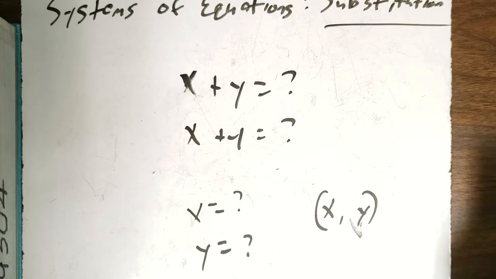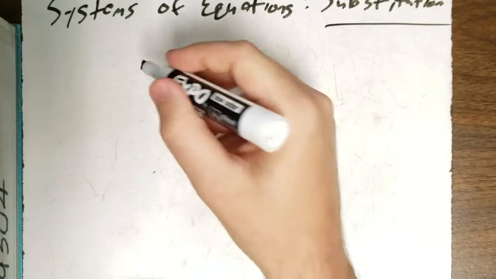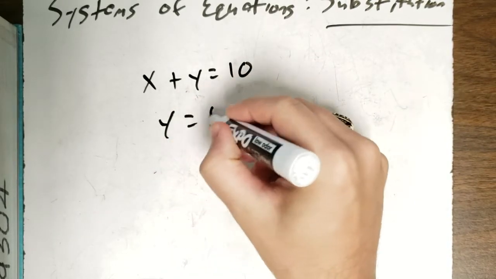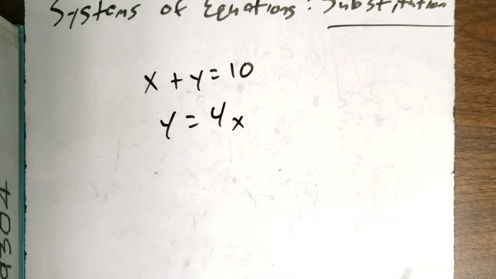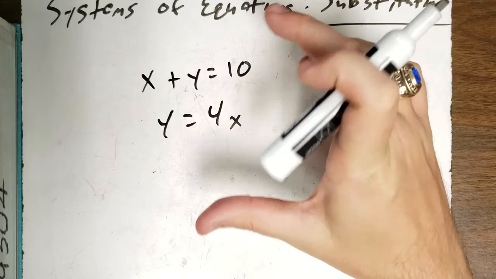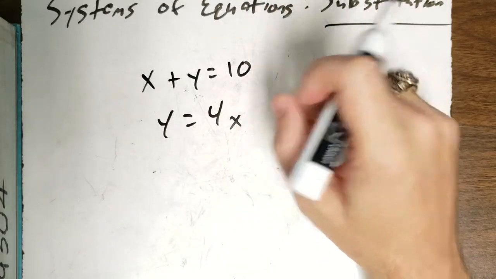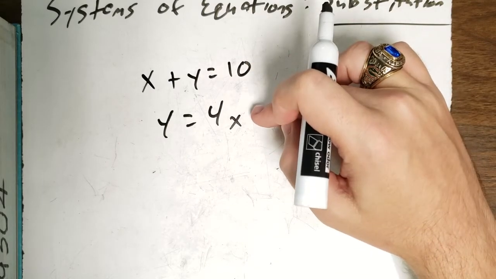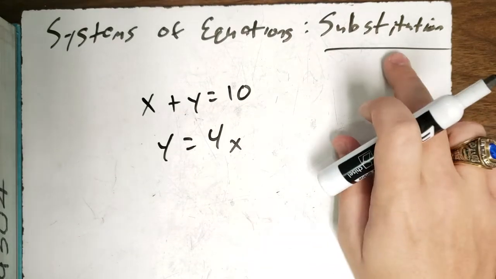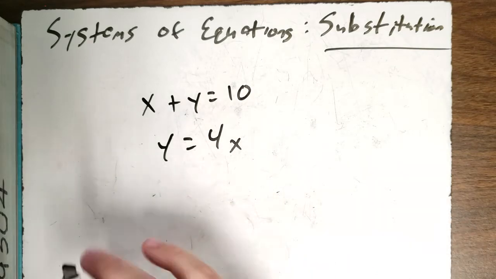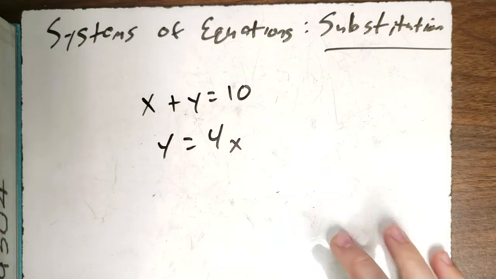Let's go with a few examples now. x plus y equals 10, y equals 4x. So we have two equations. This is one whole problem, but there are two separate equations on here. Our first one is x plus y equals 10, our second one is y equals 4x. Now remember, the key word is substitution. We're going to be substituting terms together. So what does this all mean?